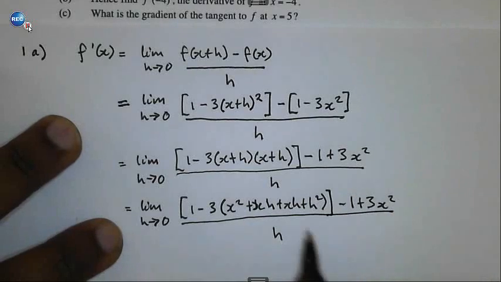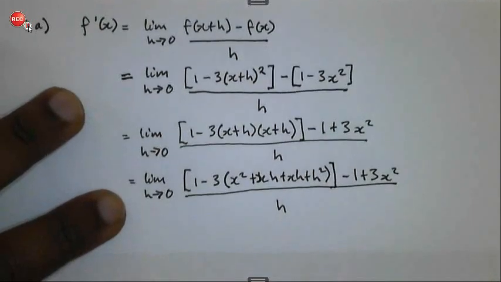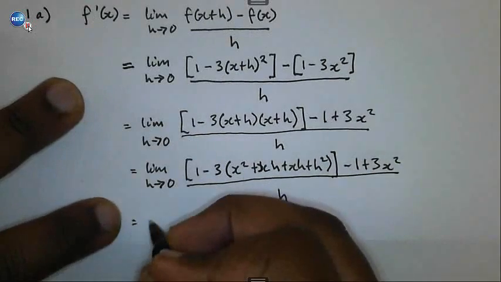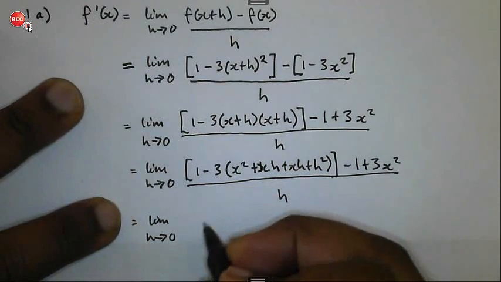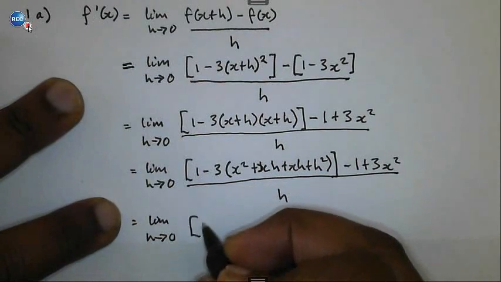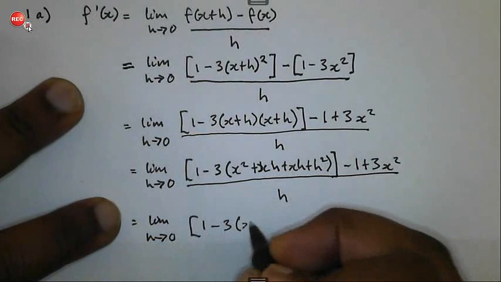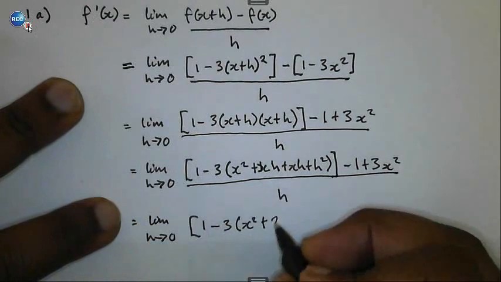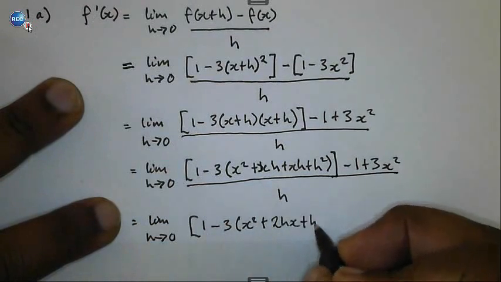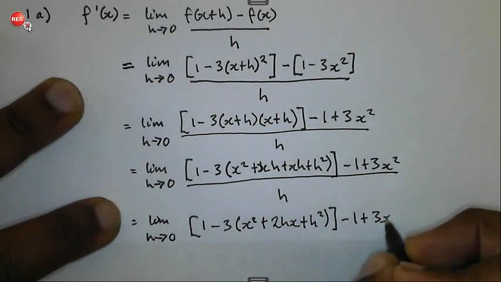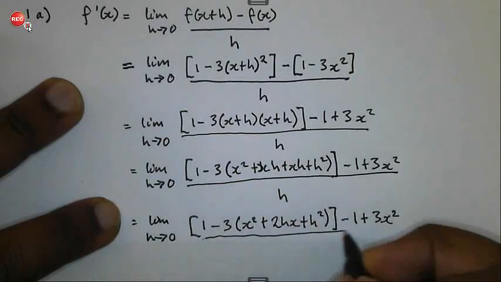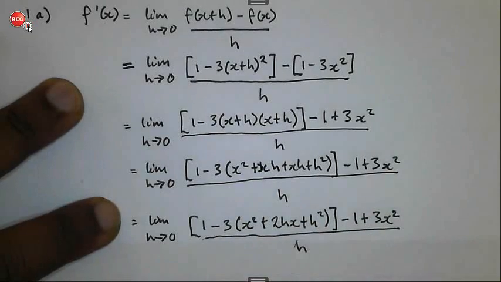Okay, let's simplify that. So this is the limit as h approaches 0 of, let's simplify that: 1 minus 3 by x squared plus h, that's 2xh plus h squared, minus 1 plus 3 squared. All of this is going to be divided by h. When we're done, the question is going to be a 5-mark question.